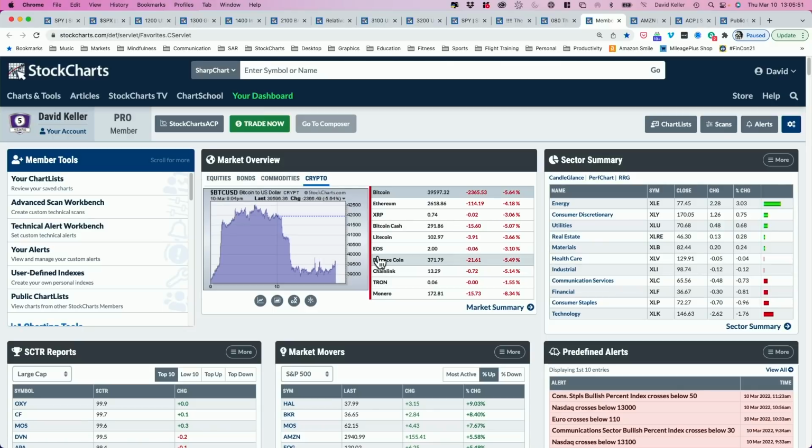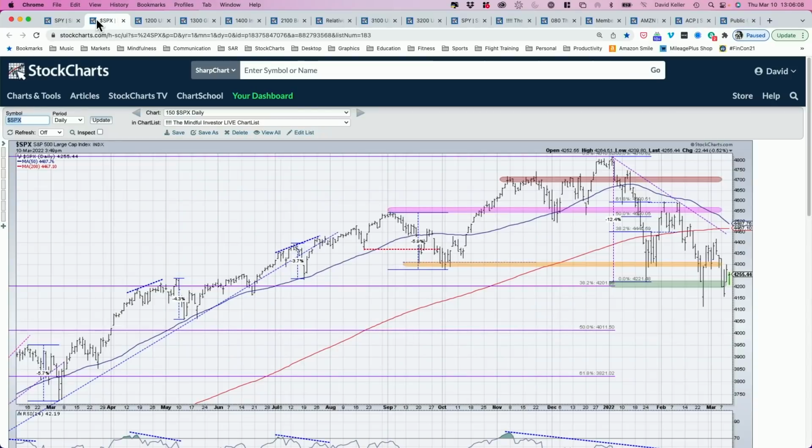I would say big round numbers for Bitcoin have ended up being fairly important. So 20,000, 30, 40, 50, all the way up have ended up being support and resistance both ways for Bitcoin. So Bitcoin, Ether both down today, and all 10 of the major coins that we follow are in the negative.